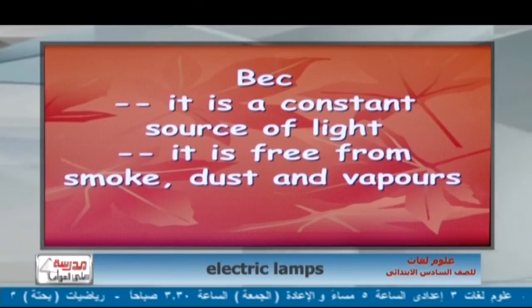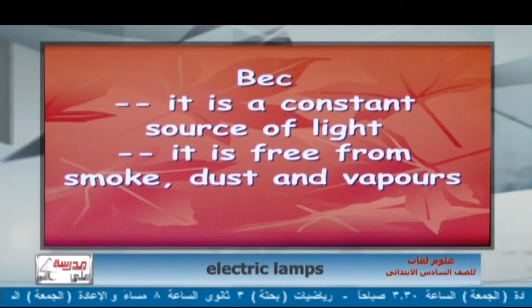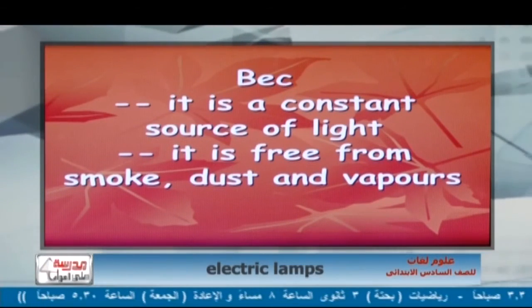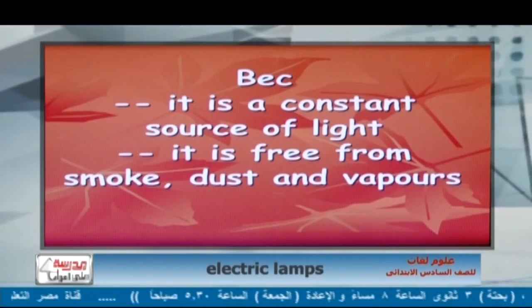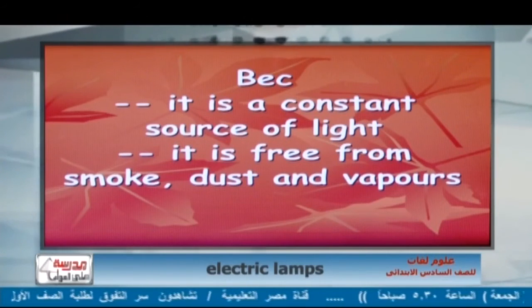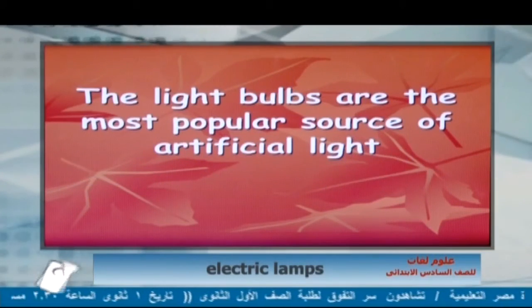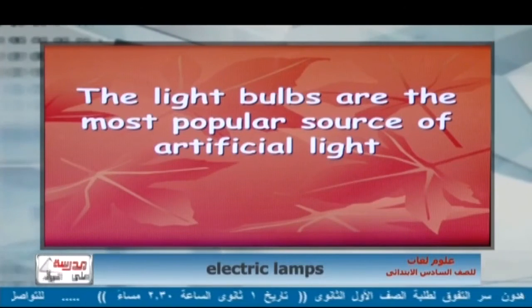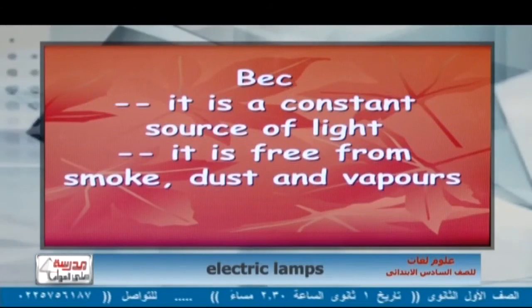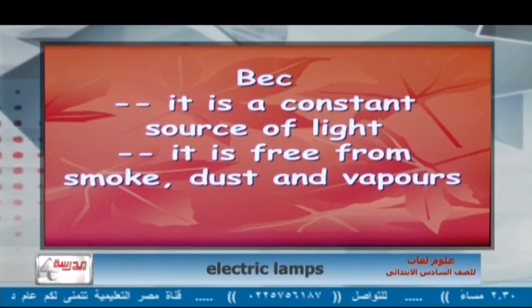هي مصدر ضوء ثابت إلى حد ما، أو مصدر ضوء مستقر ومستمر أكتر من أي مصدر صناعي تاني. هي كمان ما بتسببش أي سموك أو أدخنة أو أبخرة أو حتى روايح غير مرغوب فيها للناس. So again, the light bulb is the most popular source of artificial light because it's a constant source of light and it's free from smoke, dust and vapors.